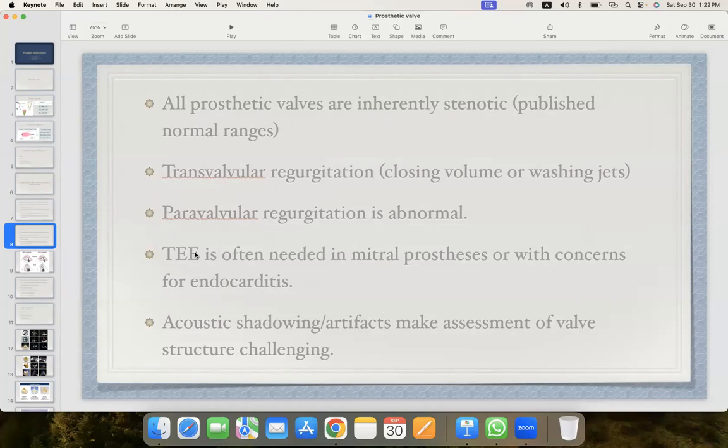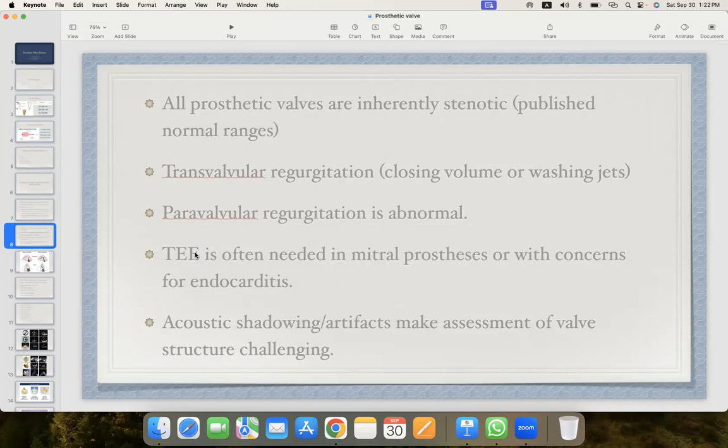There are already published tables for the normal pressure gradient for each valve that you can use, and you can compare them to your valve. The other thing is that patients with a mechanical valve usually always have transvalvular regurgitation, which is a normal washing jet. And this is actually important, because it prevents clots from forming on the valve itself. On the other hand, paravalvular regurgitation is always abnormal. We cannot say that this is physiological or anything like that. No, it's always abnormal.